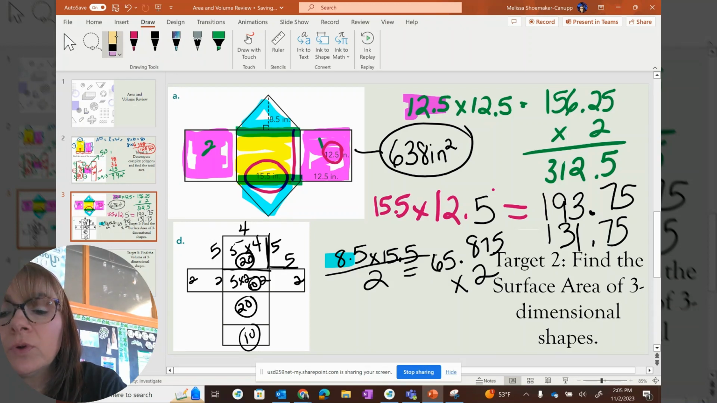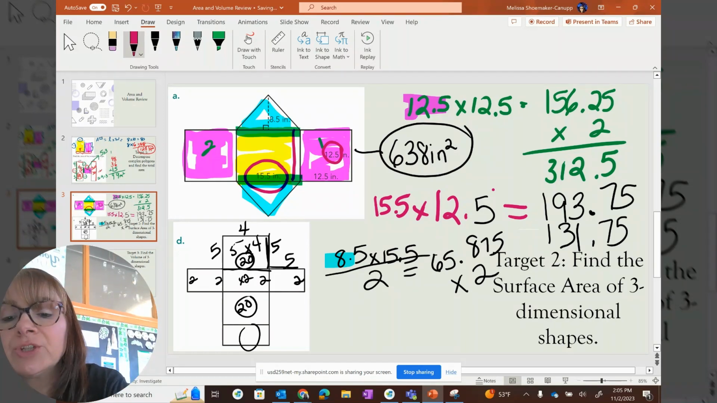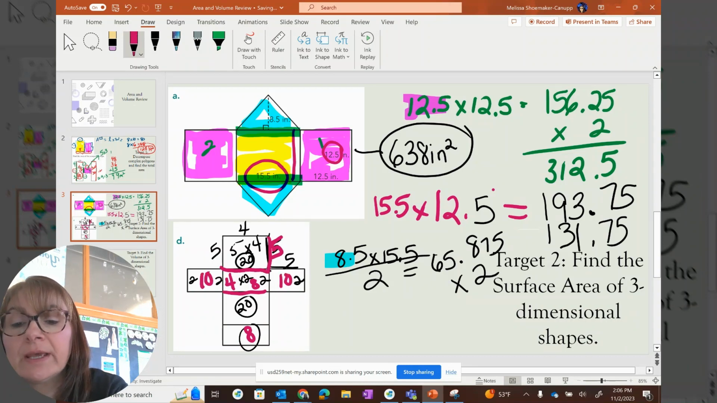5 times 4. I messed up. This should be a 2 times. I don't know if you guys could see that. I'm going to try to change colors. I made this 4. So that should be 4 times 2, which is 8. That makes this 8, because I said this was 5. Okay? 5 times 2 is 10. 5 times 2 is 10.